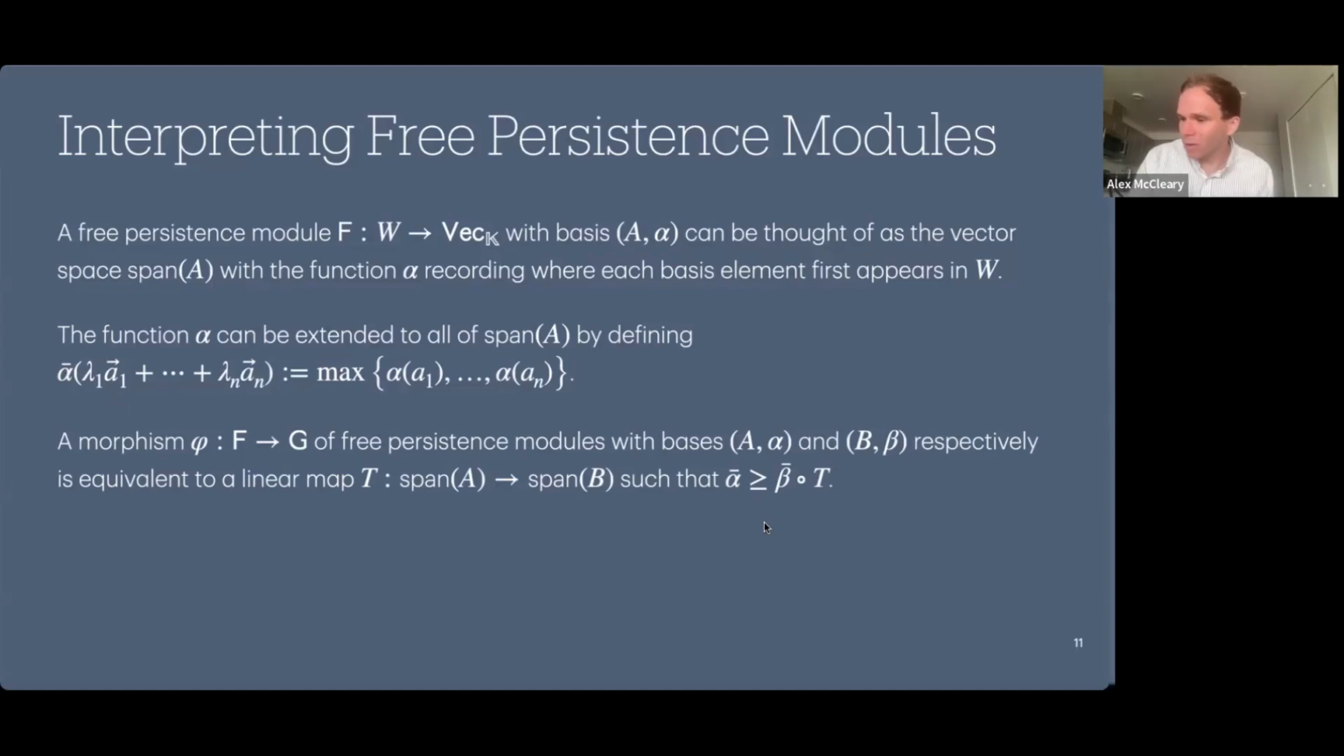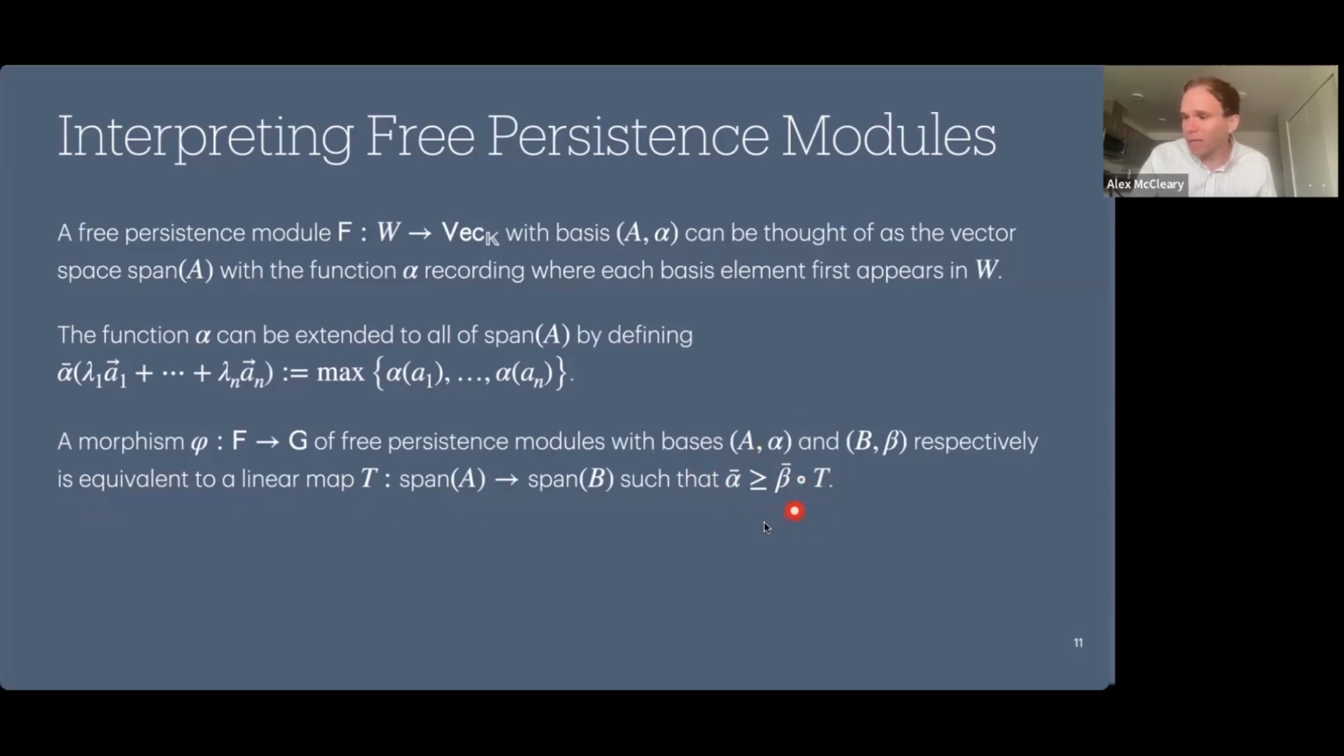If we have two free persistence modules, one with basis A, alpha and another with basis B, beta, a morphism between them is nothing but a linear map from the span of A. So A, we're thinking of as the basis for a vector space, but we also have this function telling us where each vector happens. So a morphism is just a linear map between those two vector spaces that in some sense preserves the locations of the vectors.